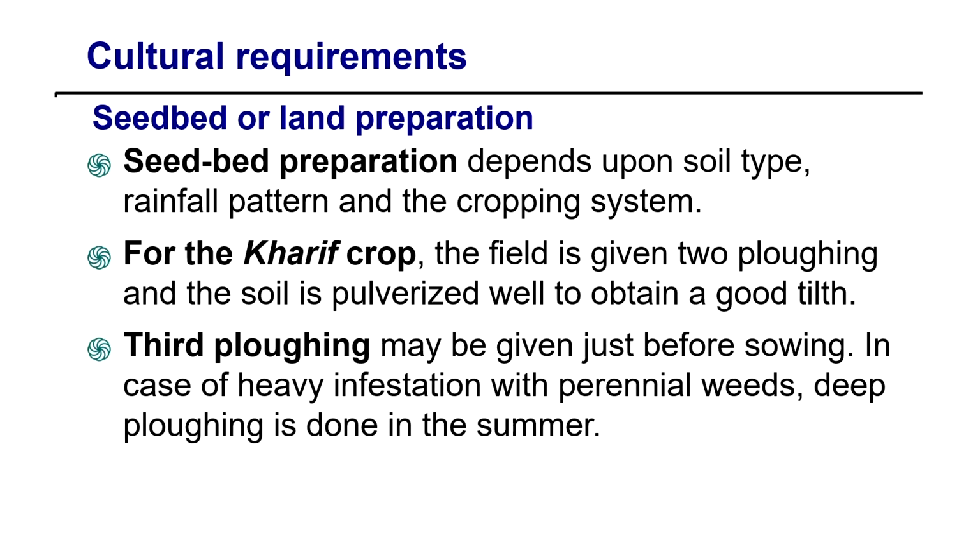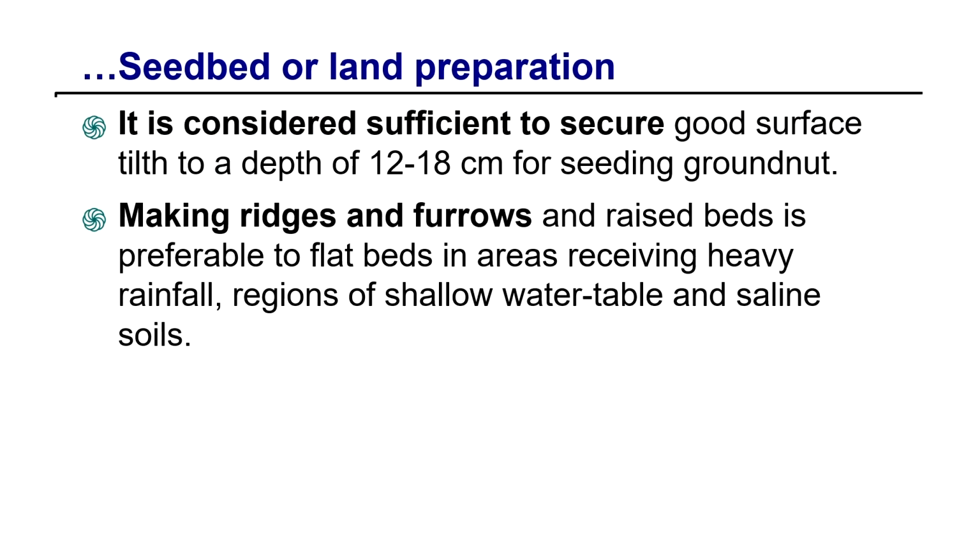In case of heavy infestation with perennial weeds, deep plowing is done in the summer. Summer plowing is always advantageous, irrespective of the crop, whether it is a kharif crop or rabi crop. Plowing in summer or deep plowing is always useful for the crops. It is considered sufficient to secure good surface tilth to a depth of 12 to 18 centimeter for seeding groundnut. Making ridges and furrows and raised beds is preferable to flat beds in areas receiving heavy rainfall, regions of shallow water table and saline soils.